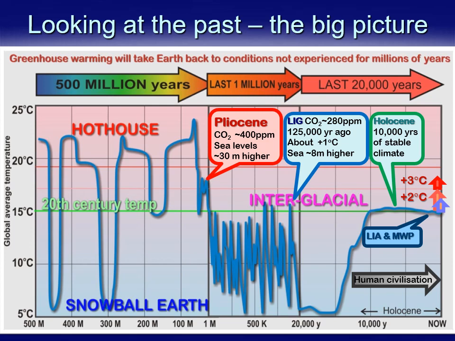But even just looking back at the relatively short time span of the last interglacial, that's only 125,000 years ago, nothing much in geological terms, the temperature was about the same as it is now. In other words, about 1 degree hotter than last century, but the sea levels are about 8 metres higher. But if we go back to the Pliocene, 2 or 3 million years ago, CO2 levels pretty much the same as now, but sea levels something like 30 metres higher.